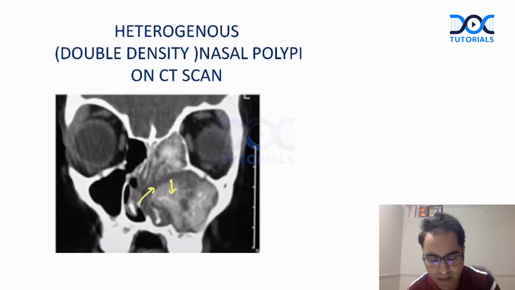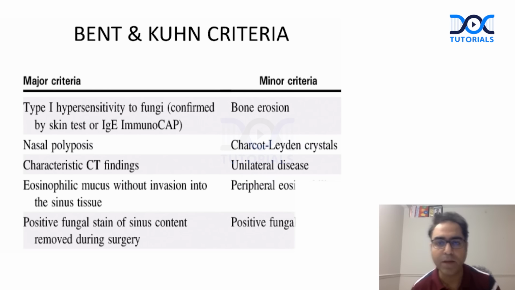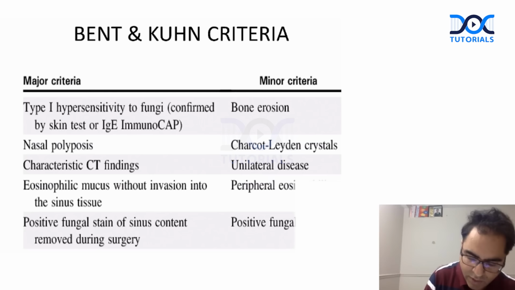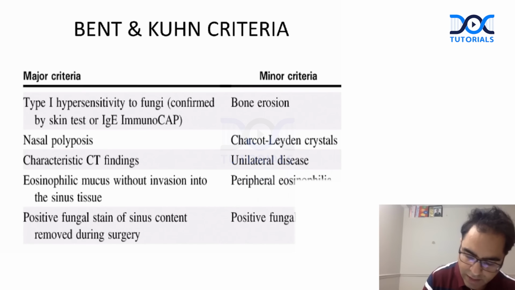The Bent and Kuhn criteria have been asked in a paper: which of the following is not a major criterion? The major criteria are important. There should be type 1 hypersensitivity reaction, yes. Nasal polyp, yes. Typical CT finding, yes. Eosinophils in the mucus, yes. And fungal hyphae on staining, yes. But culture is not. Fungal culture is not a major criterion. Fungal culture is a minor criterion.